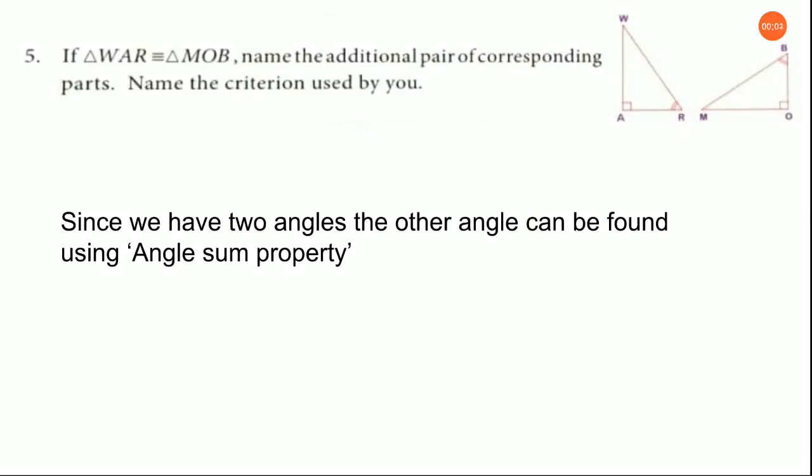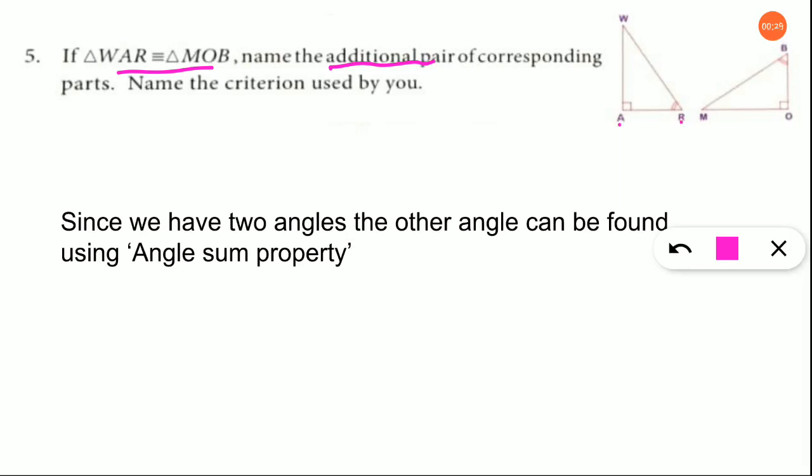Now look at the 5th question. If triangle VAR is congruent to triangle MOP, name the additional pair of corresponding parts and name the criterion used by you. Okay, they have already given you 2 triangles which are congruent to each other. Okay, so already 3 corresponding parts are there which is equal. You are going to tell me the additional pair. Okay, so you have to think.